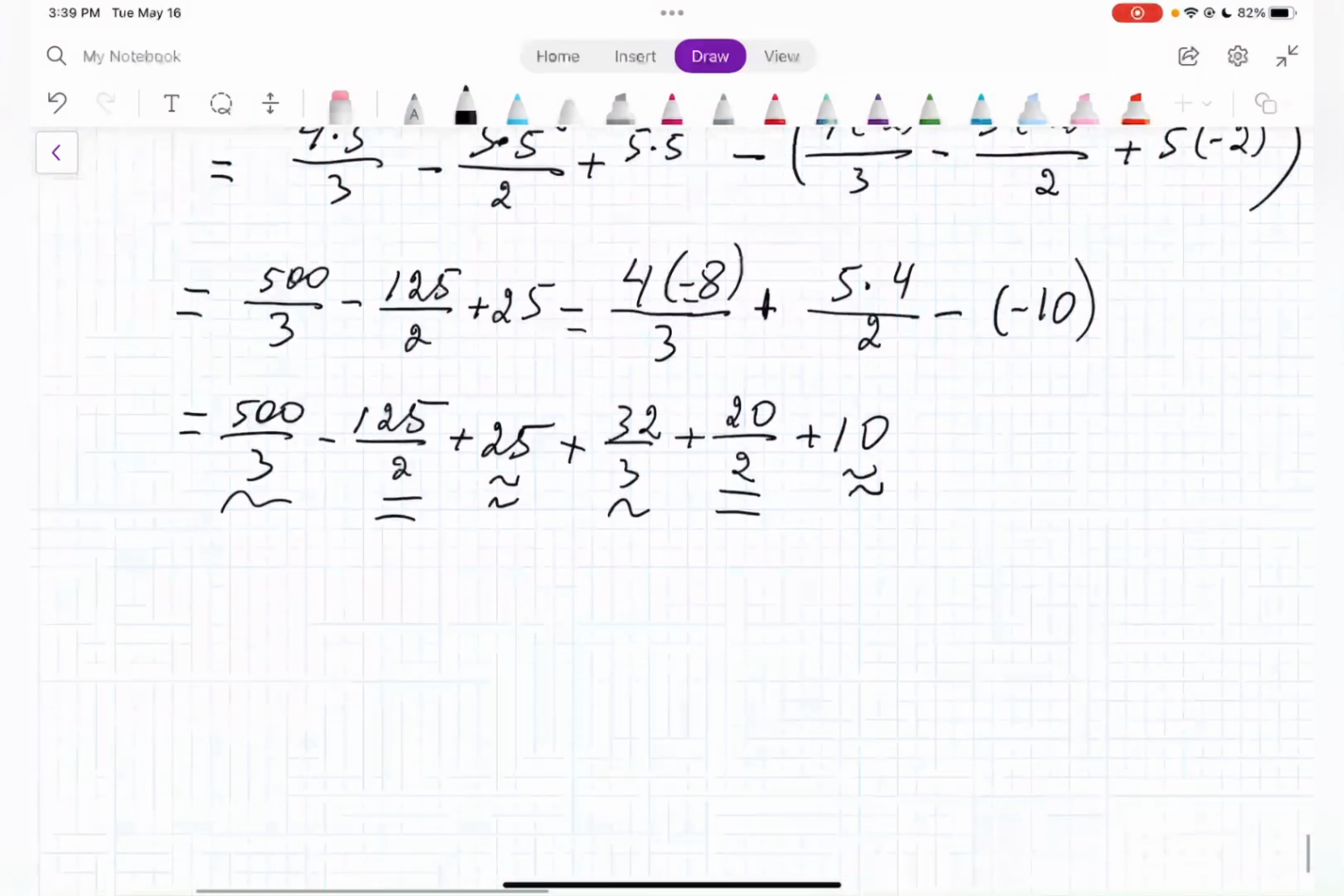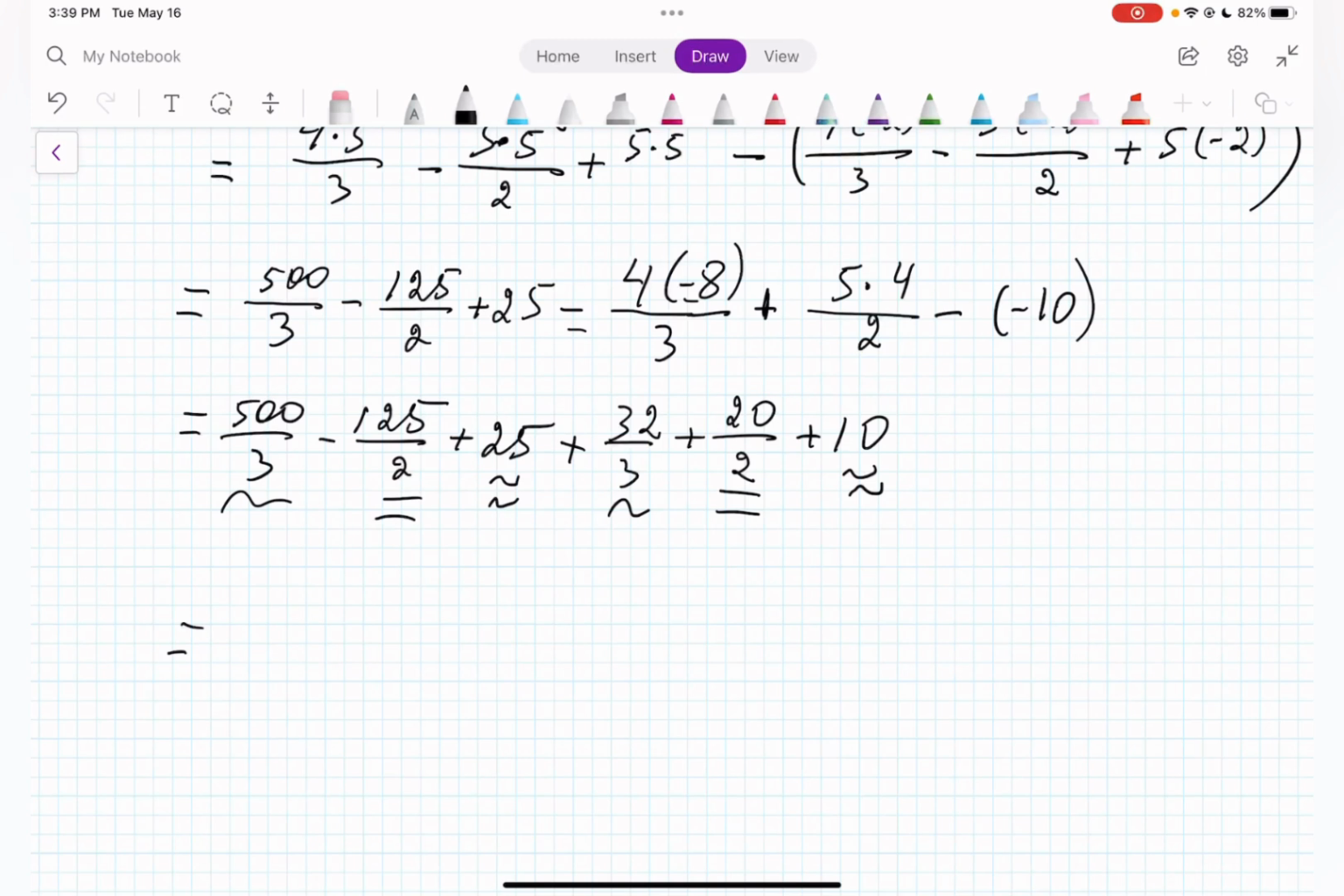Well, let's do it. First, 500 over 3 and 32 over 3. Since it's addition everywhere, we are getting 532 over 3. Next, with denominator 2, we have negative 125 and plus 20. So we need to subtract, and it's going to be negative. So 5 minus 2 is 3, 12 minus 2 is 10, and we get negative 105 over 2. And 25 plus 10 is 35.